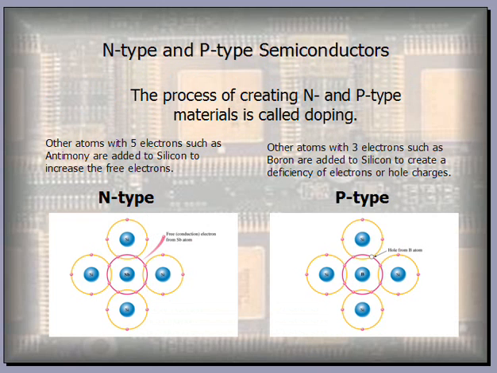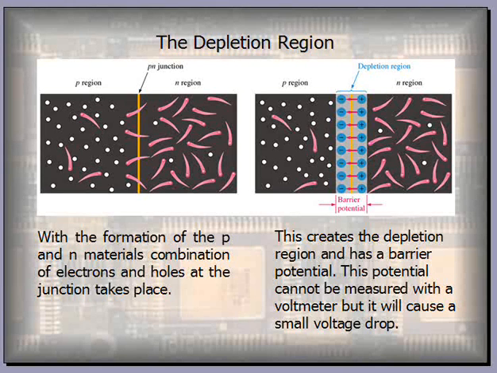Other atoms with 5 electrons, such as antimony, are added to silicon to increase the free electrons. This is an N-type material. Other atoms with 3 electrons, such as boron, are added to silicon to create a deficiency of electrons or holes, and this we call P-type material.